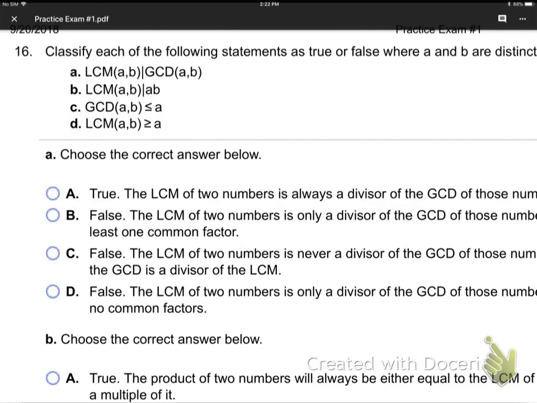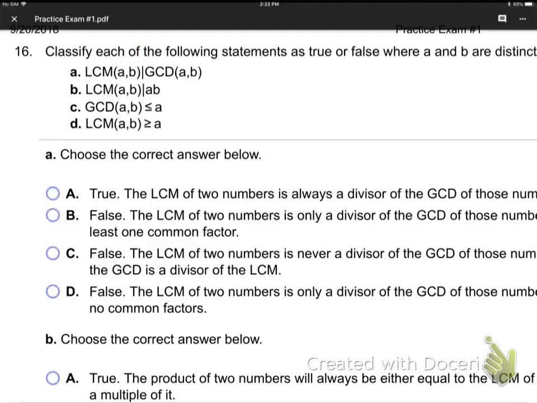Now, didn't we do 16 earlier? And then I didn't do the rest, I think. Let's do the rest if we have time for that. So we already did, so I'm going to start with B. LCM goes into AB. So LCM of AB goes into AB. Is that what it says?